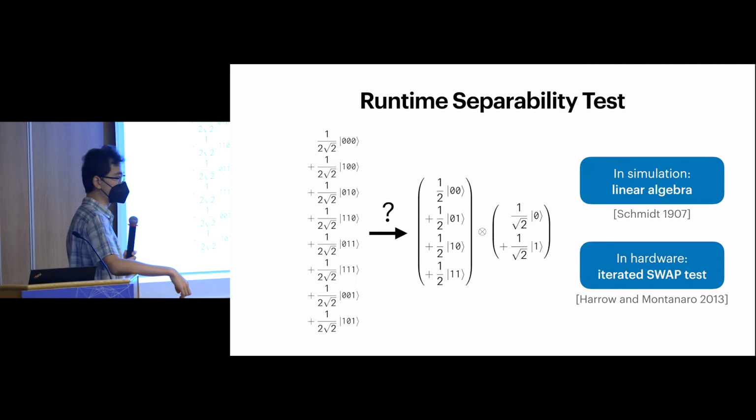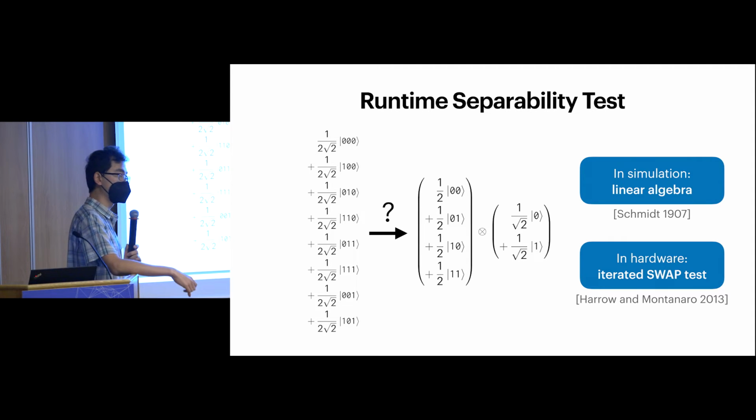If you're doing this in simulation, it turns out you have access to a full readout of the coefficients of the quantum state here. And it's just a matter of linear algebra. Specifically, you do a singular value decomposition, which relatively quickly tells you whether the vector is separable into a tensor product. Of course, doing things in simulation means you have to deal with exponentially large representations.